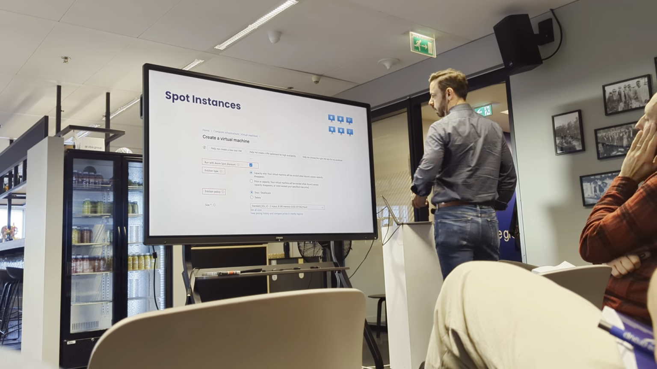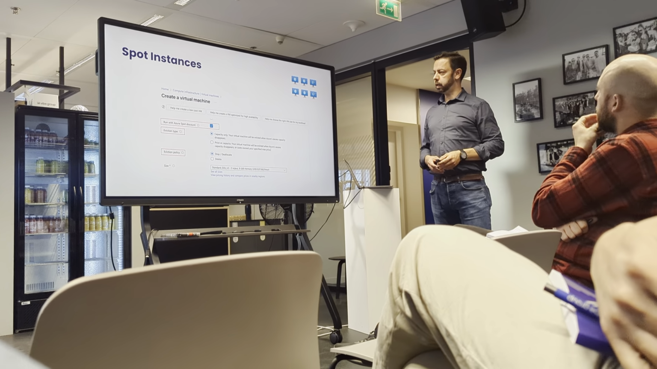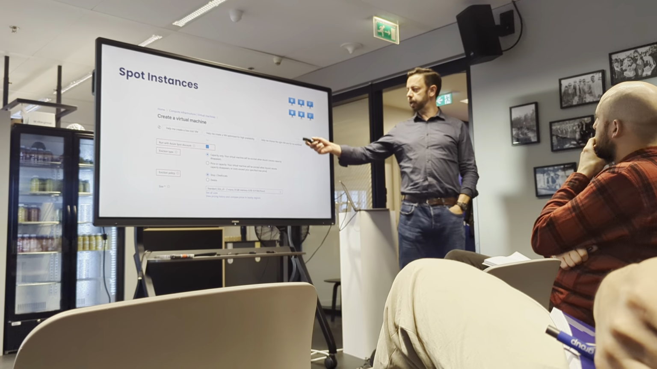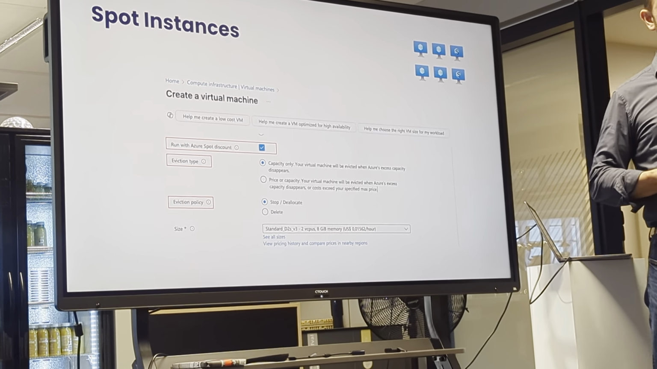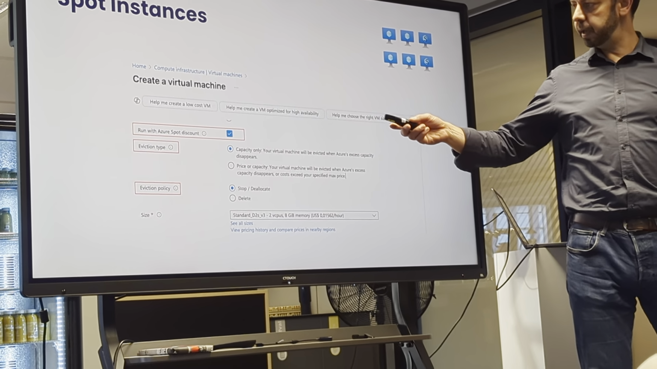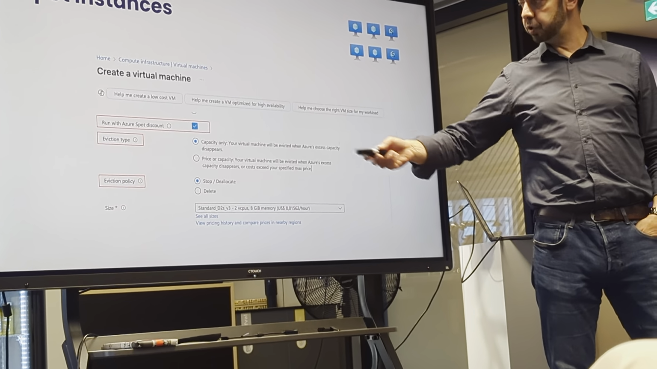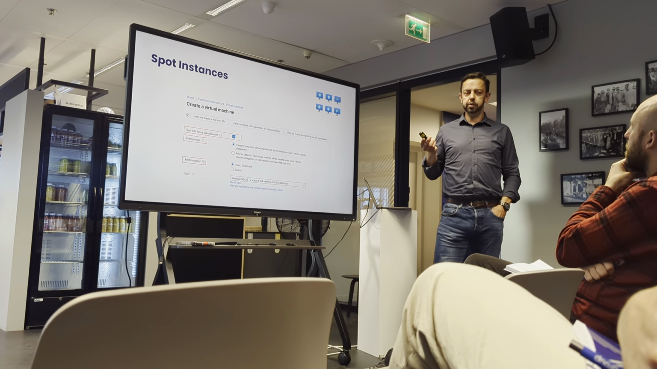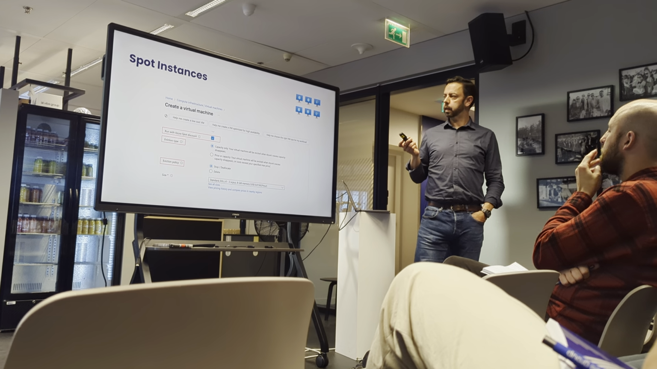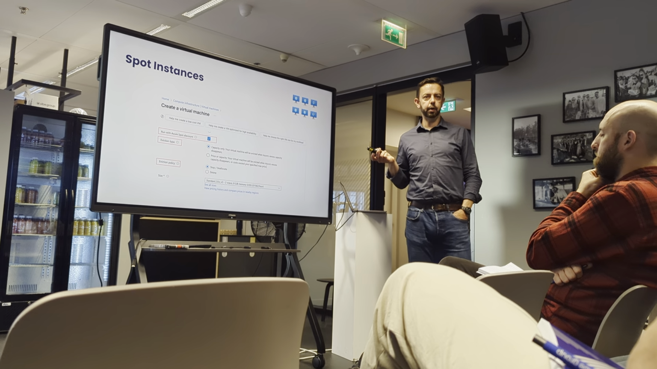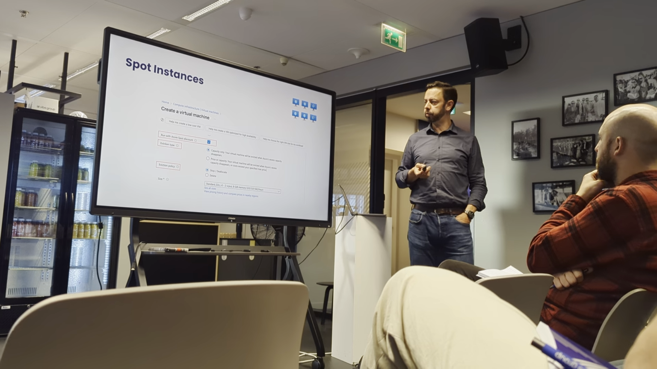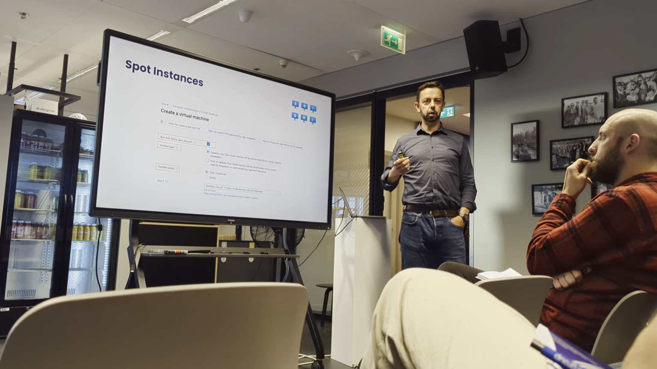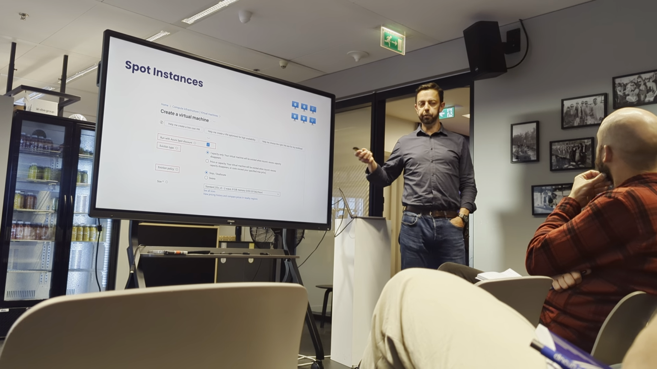Spot instances. This also exists in AWS, but when you're creating the virtual machine, you can decide if you want to run that VM as a spot instance, and you have the eviction type and the eviction policy. The spot instance is very cheap, so you can get almost a 90% discount on a VM, depending on the family of the VM.